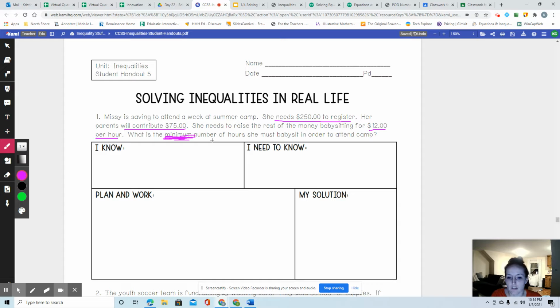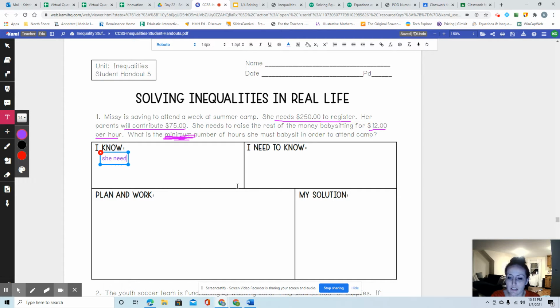to attend the camp? So when we did it before break, we used a different graphic organizer, but this is also a very good graphic organizer for you to use. So first we're going to fill out the things that we know. Well, we know that she needs $250. Actually, we know that she needs at least $250 because it says she needs $250 to register. So she needs $250 or more. We also know that she has $75, which her parents contributed. Pardon me. And we also know that she earns $12 per hour babysitting. What we need to know is how many hours does she need to babysit?